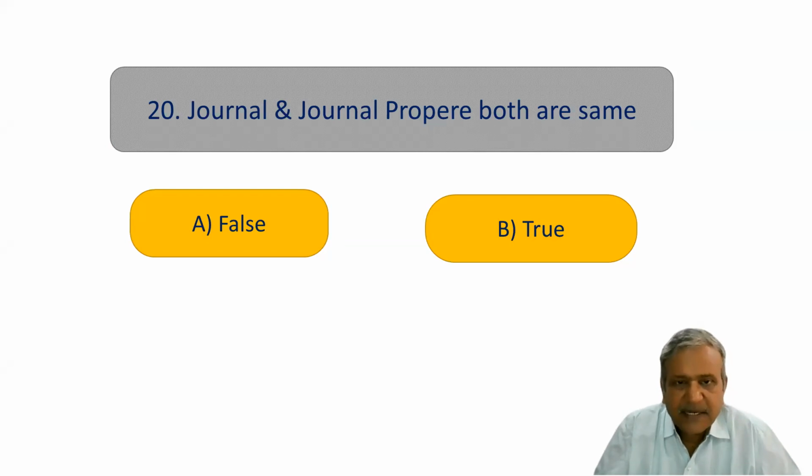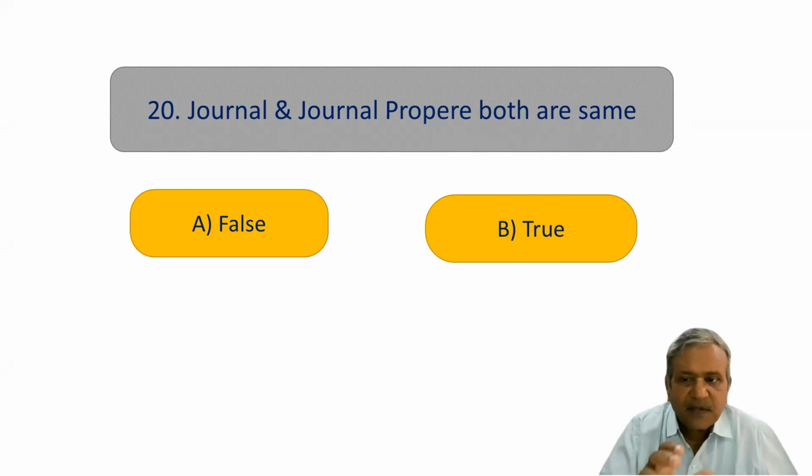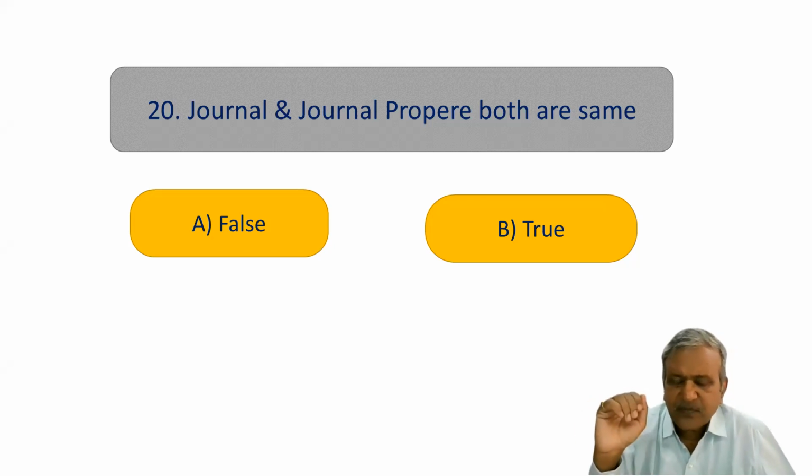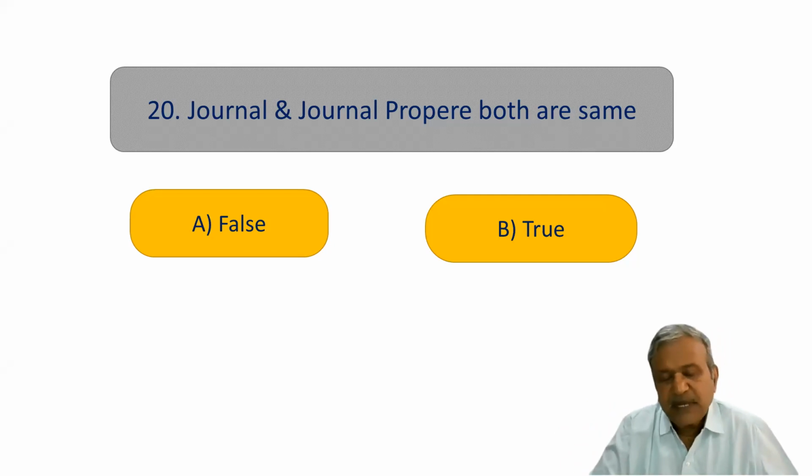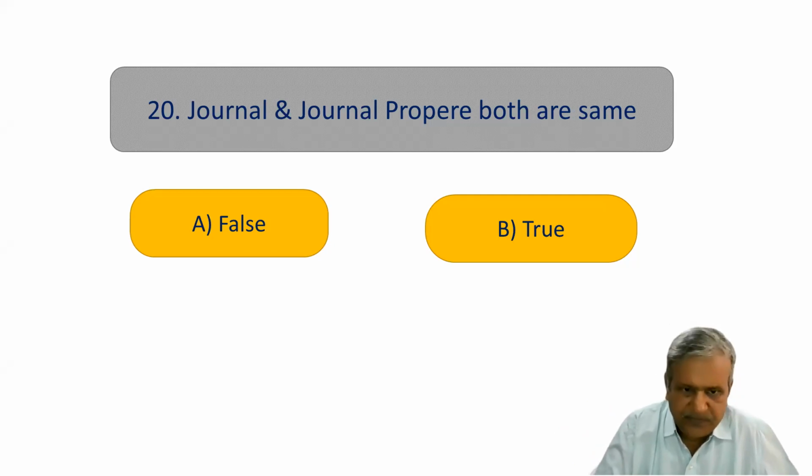Very correct. One thing I used to tell about this is also most important, because so many companies now, you go to an MNC company, everywhere they say that journal and journal proper are both different. If you go to the dictionary and check it up, journal and journal proper: journal is like a day book.